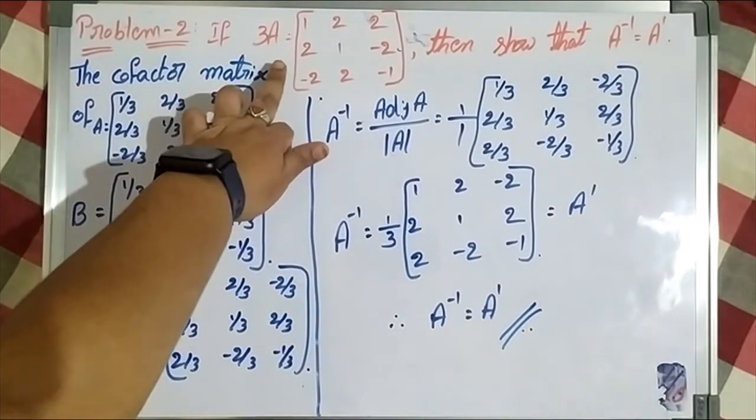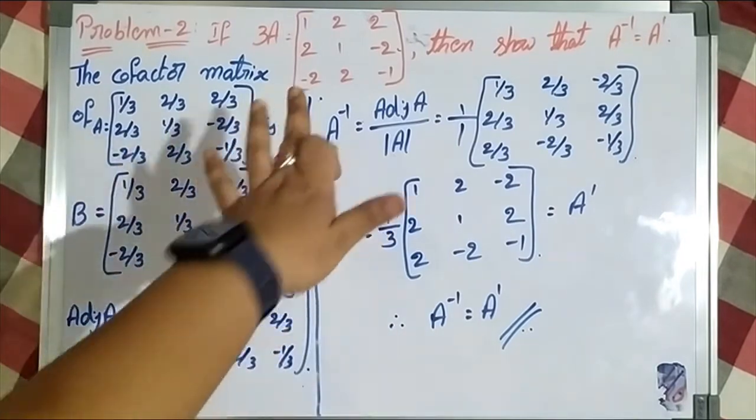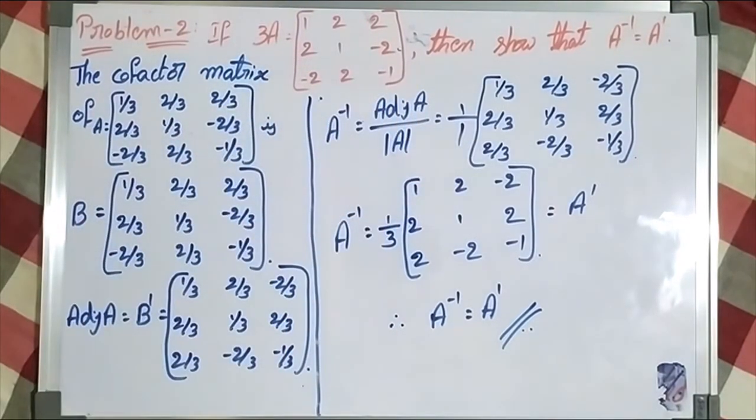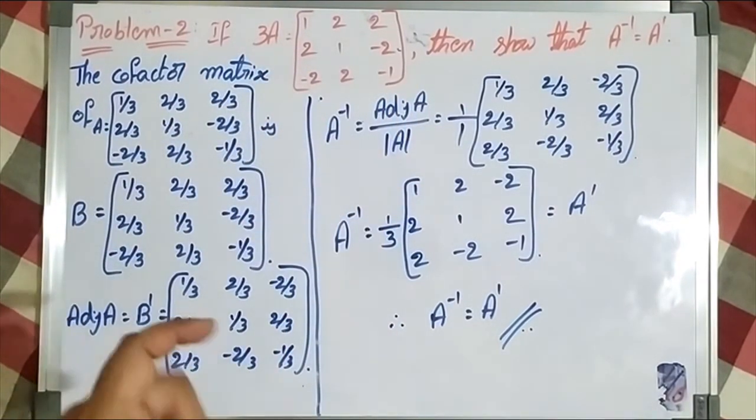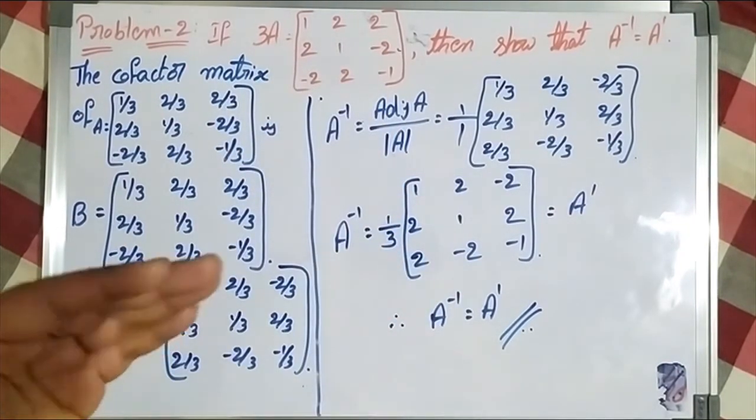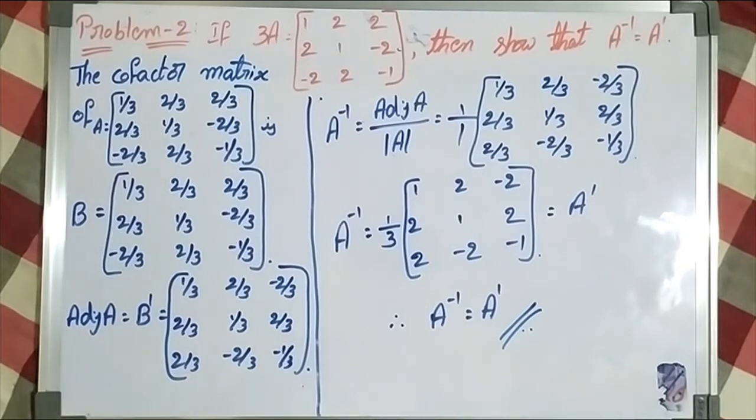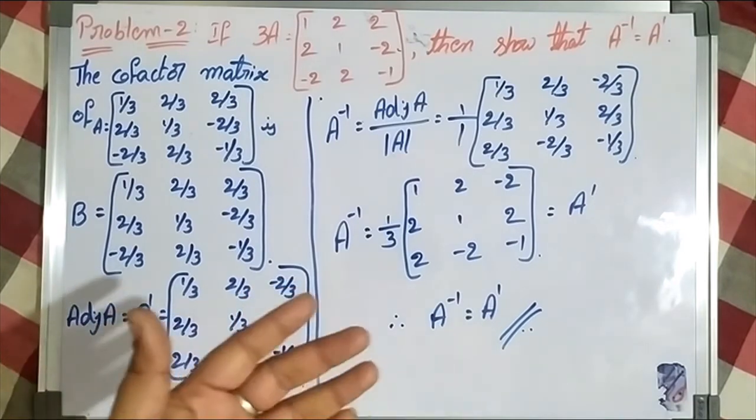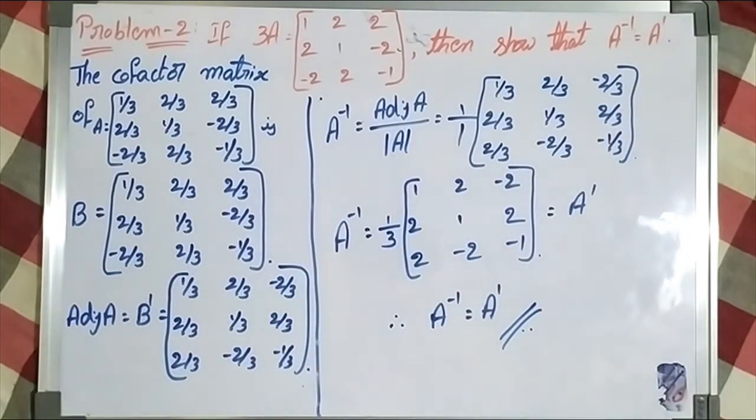By using one of the properties of determinants of matrices, we can calculate the determinant: det A equal to this scalar 1 by 3 whole cube, the number of rows present in the given matrix, into the determinant of the remaining matrix. Then by calculating that, we get det A equal to 1. 1 is not equal to 0, then det A is not equal to 0, then the given matrix is non-singular. If a given matrix is non-singular, then A inverse exists.